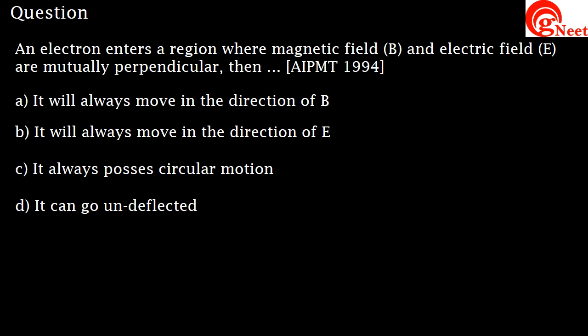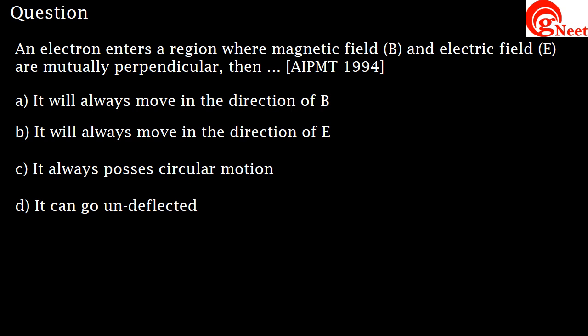Such statements should be true irrespective of the direction in which the electron enters the region. However, option D states it can go undeflected. It implies that it may be true for a particular case. Therefore, option D is correct.